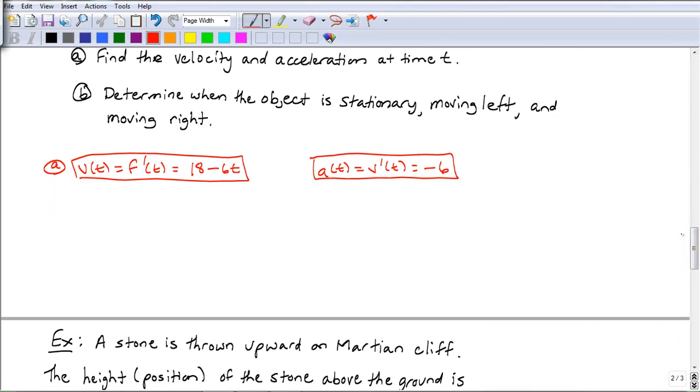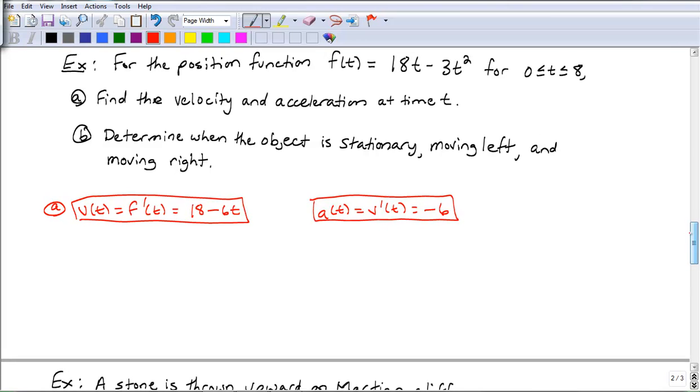So part B says, when is it stationary, moving left, and moving right? Well, if I can figure out when it's not moving at all, that's when the velocity is 0, I know it's not moving left or right. So first I'm going to figure out where the velocity is 0, and then I'm going to check points around it to figure out if it's positive or negative. If the velocity is positive, it's moving right. If it's negative, it's moving left.